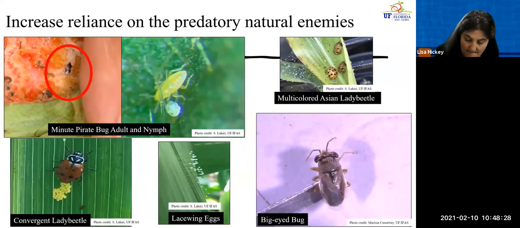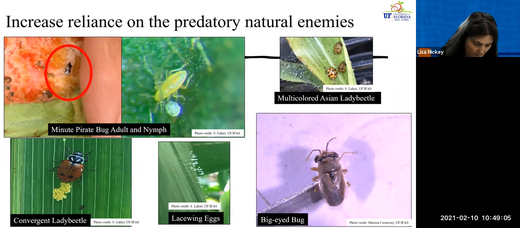There are several natural enemies that are also commonly found around the strawberry fields, starting with minute pirate bugs and big-eyed bugs that are both equally important in thrips suppression, and other predators such as the multicolored Asian lady beetles and the convergent lady beetle. Here you can see a convergent lady beetle laying a mass of eggs, and lacewing eggs that you can see laid underneath the leaves on single stalks, laid in a bunch.